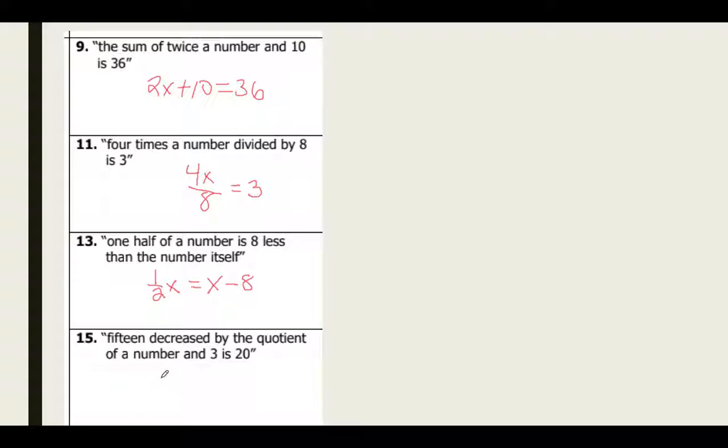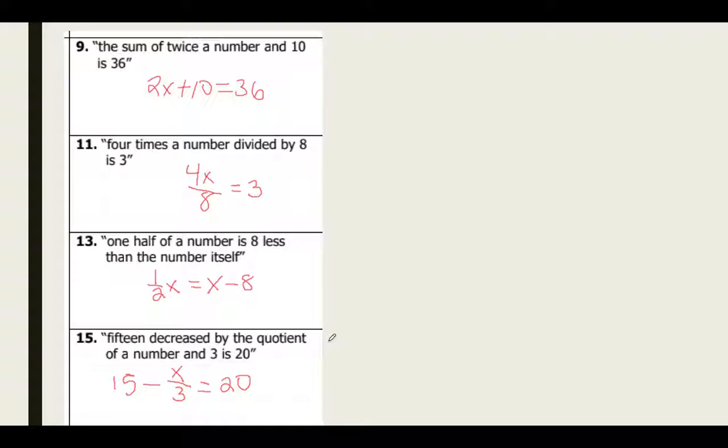15 decreased by the quotient of a number and 3. So 15 decreased by, minus, the quotient of a number and 3 is 20. So again, I know these phrases fairly well. I would keep that little phrase page really close to you when you're doing your practice on this.